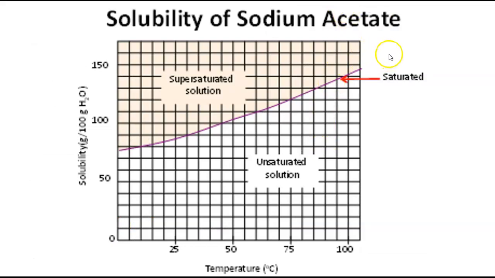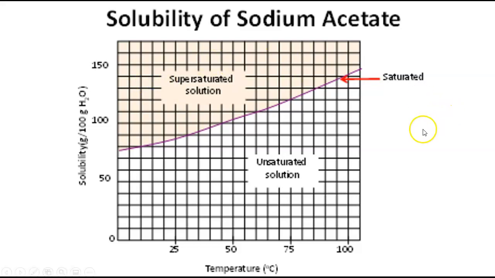Okay, right here again, now this is a different compound. We've got sodium acetate. And the sodium acetate has a slightly different graph, but it's still a direct curve. Any combination, so any point that falls below is unsaturated. Any point above, supersaturated, like Superman flies above the city. Supersaturated is above the line.